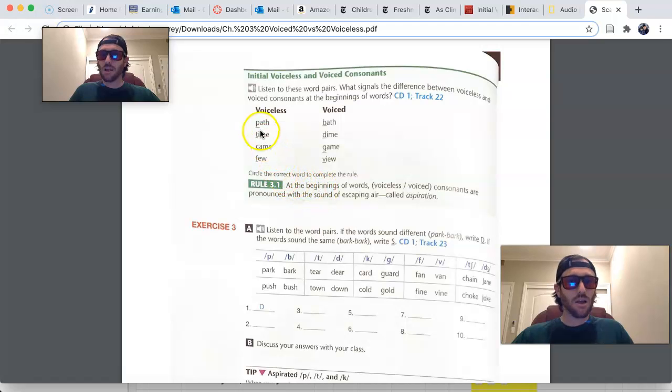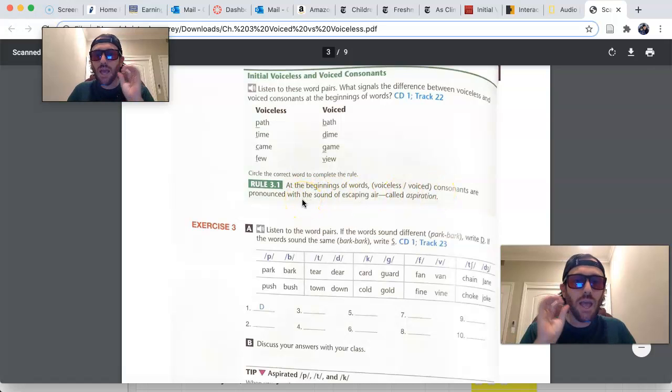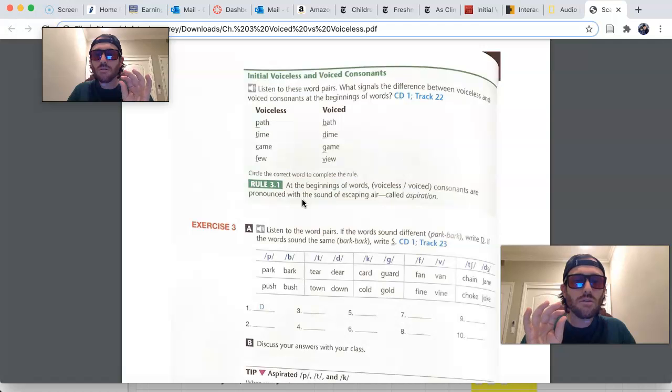At the beginning of words, initial part of words, is it voiced or voiceless consonants that are pronounced with escaping air called aspiration? Which one of these two initial consonant sounds, voiceless or voiced, has the sound of escaping air, aspiration? P, path, or b, bath?